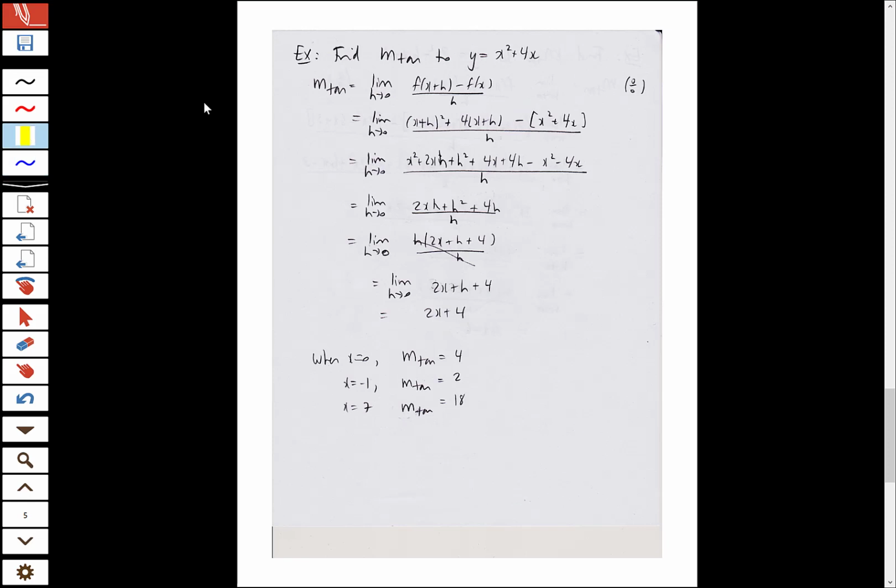So next problem, let's find the slope of the tangent line, or m tan, we might call it, to the function y equals x squared plus 4x. Notice that in this example, we are not given an x value to work with. So we will be seeing x's as we go through our algebra, and we'll just practice that sort of process. Just write down for reference what our function is: y equals x squared plus 4x, and the problem is to find the slope of the tangent line.